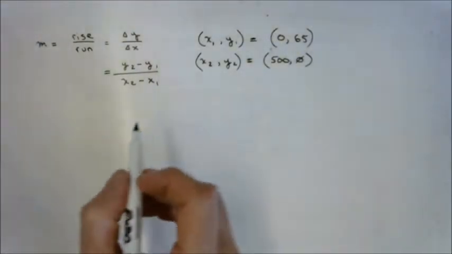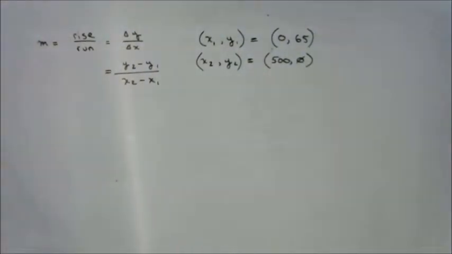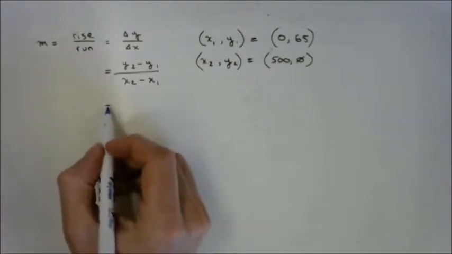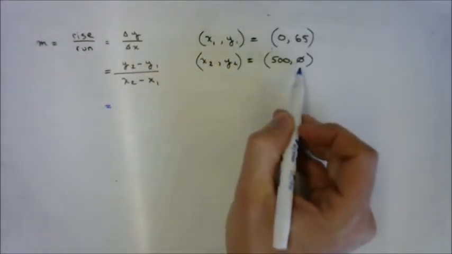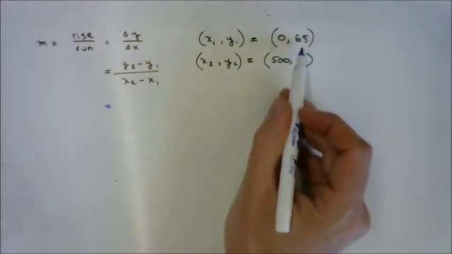Okay, well, we have our 2 points. Can we use our equation now? Yeah, for sure. y2 minus y1 is 0 minus 65.